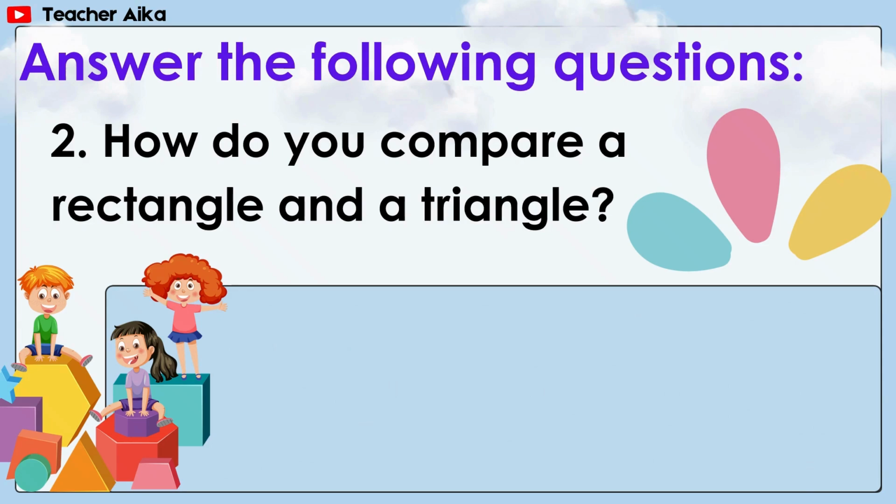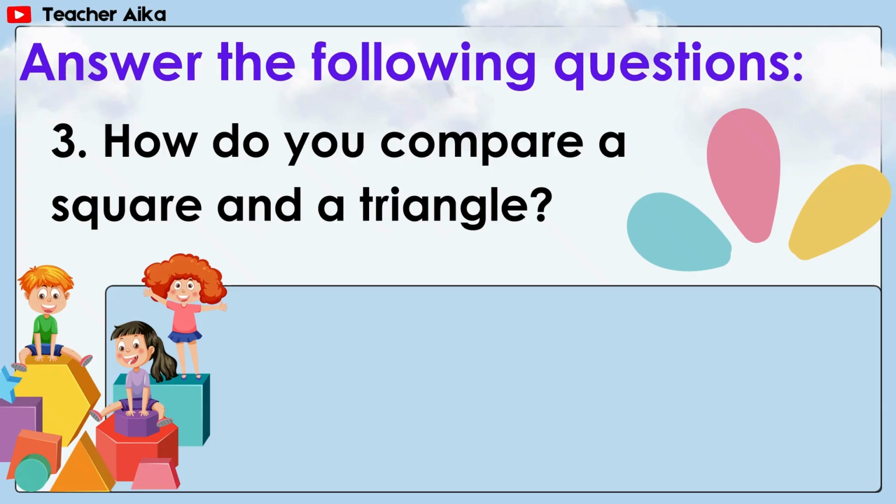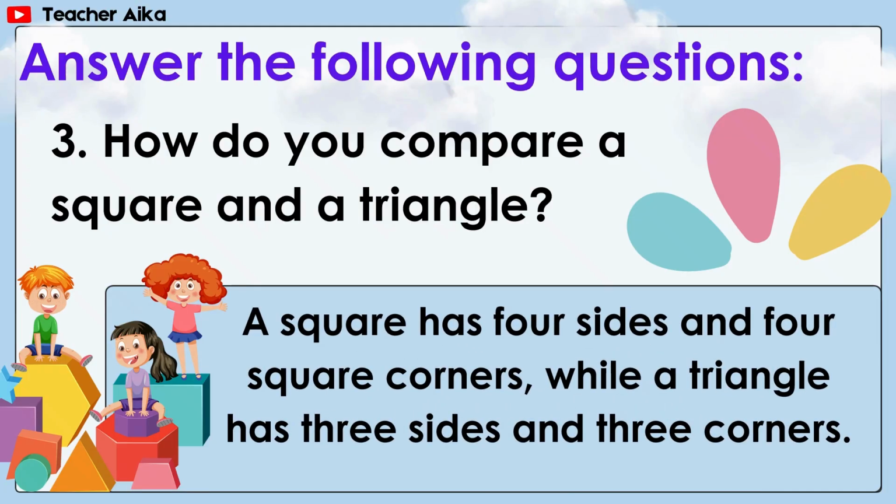In a rectangle, the 2 pairs of opposite sides may have different length. 2. How do you compare a rectangle and a triangle? Answer. A rectangle has 4 sides and 4 square corners, while a triangle has 3 sides and 3 corners. 3. How do you compare a square and a triangle? Answer. A square has 4 sides and 4 square corners, while a triangle has 3 sides and 3 corners.